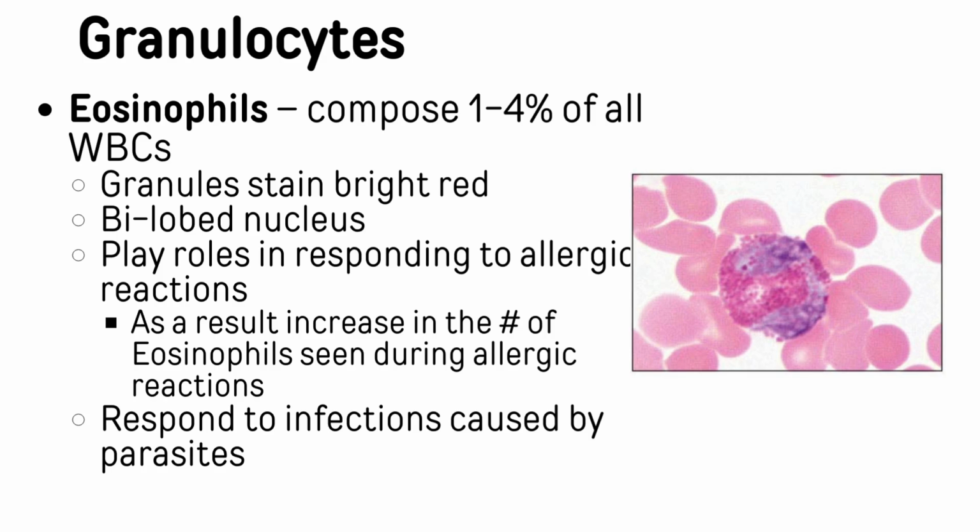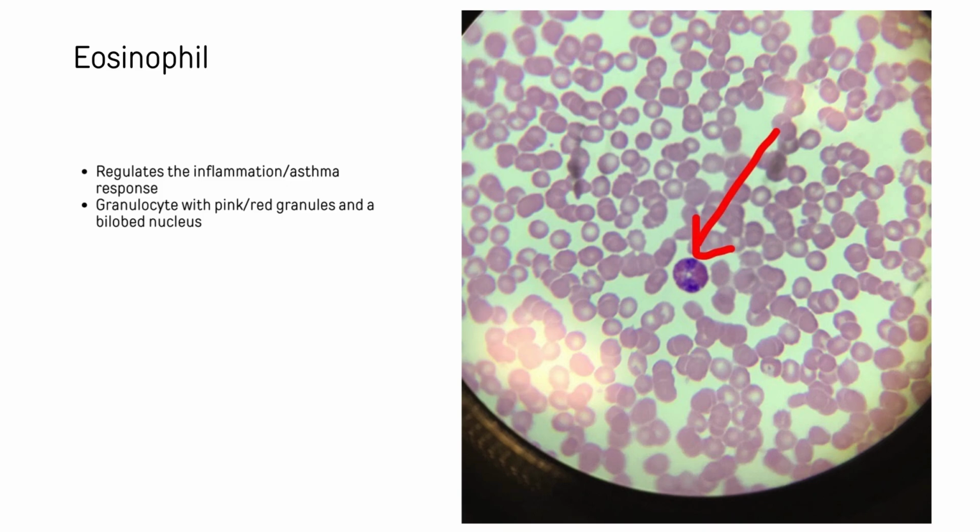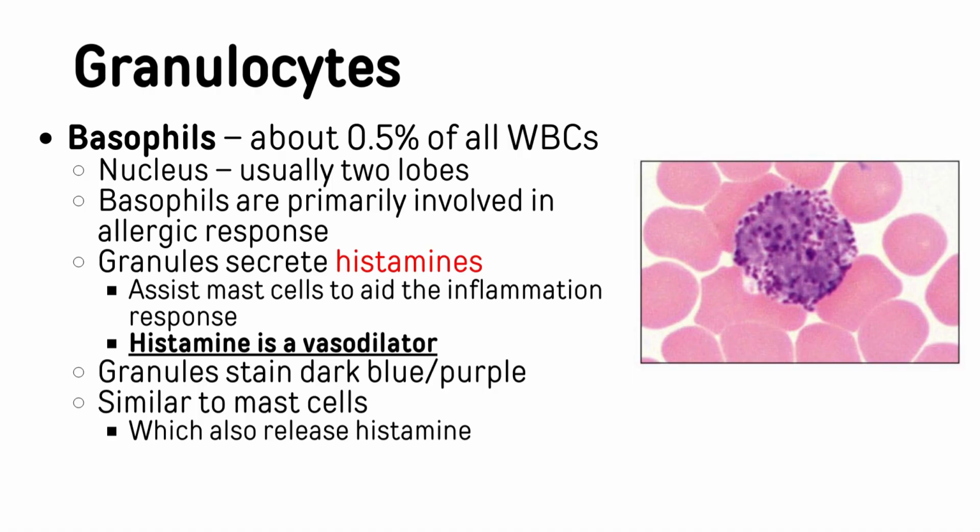Now, they only compose about 1 to 4% of all white blood cells, but they're very distinctive. Here is an eosinophil in a microscope slide, and you can see here that it has 2 parts to its nucleus, and it has that kind of pink cytoplasm represented by its pink granules. But let's look at the last granulocyte, the basophil, next.